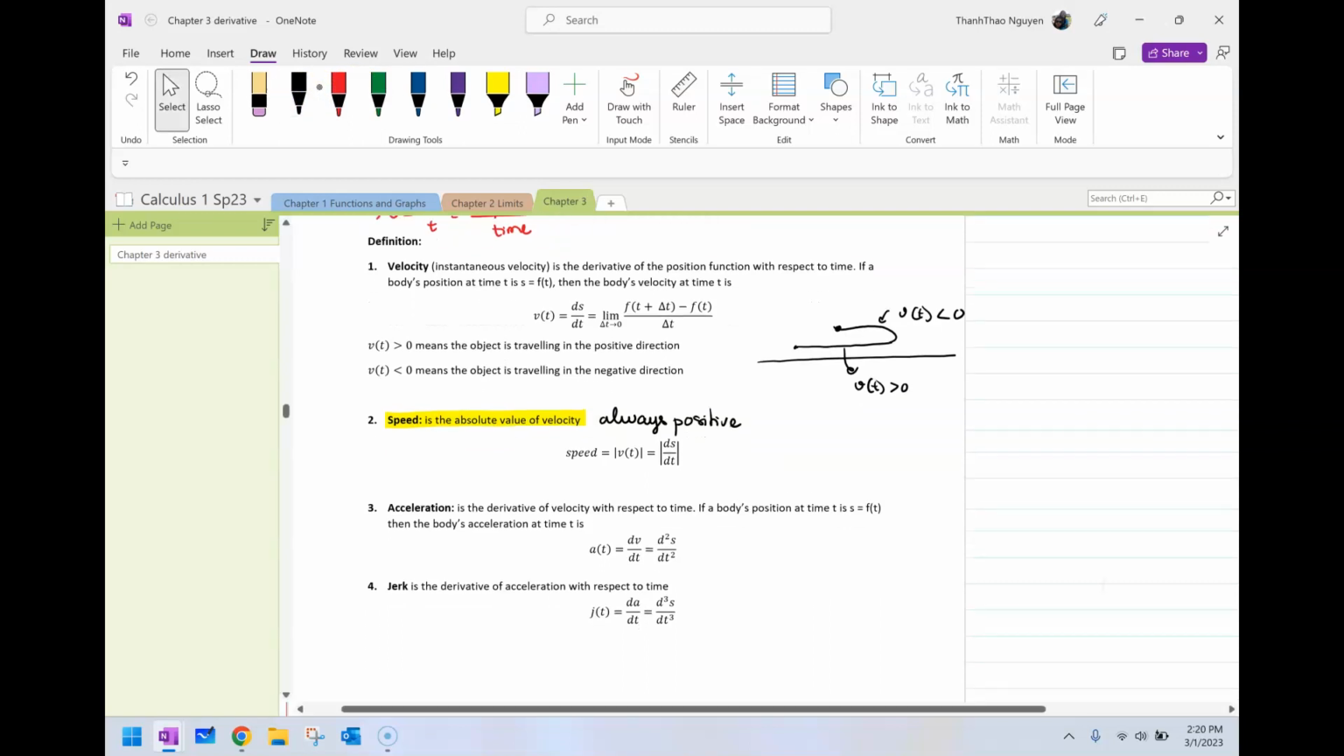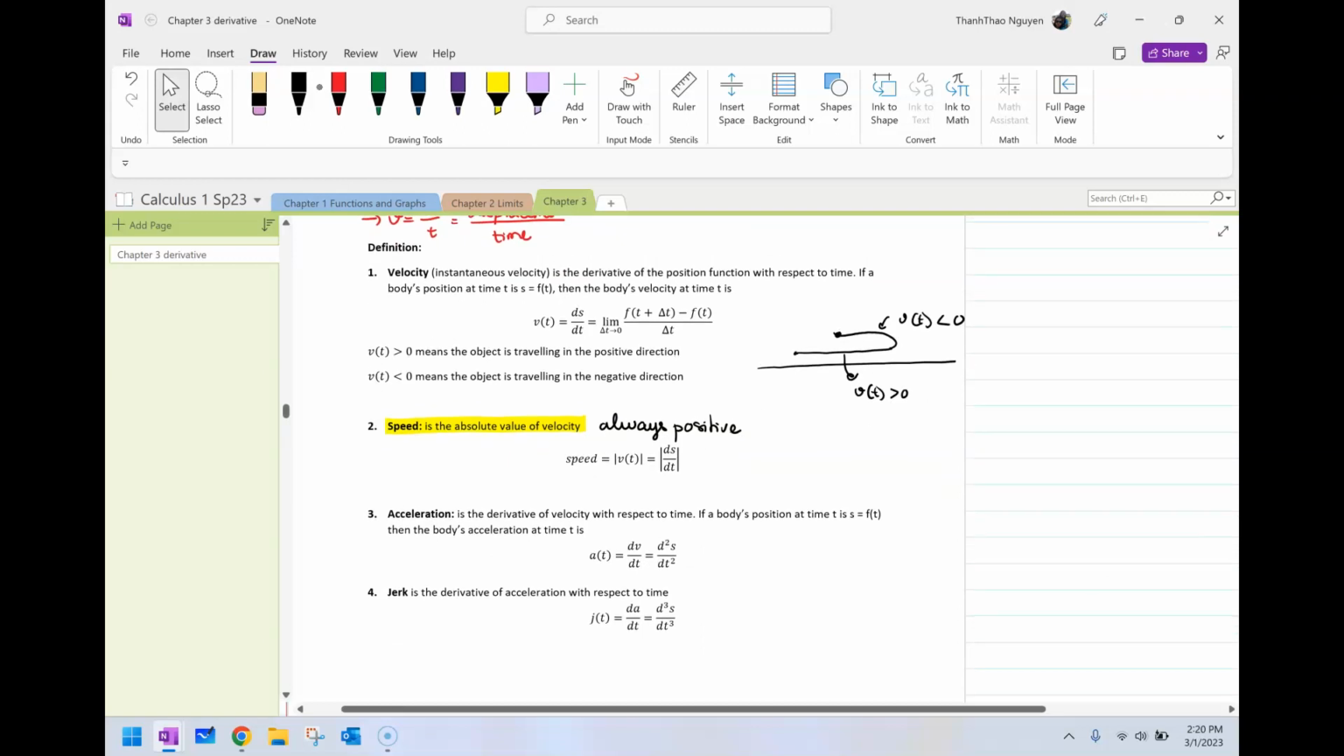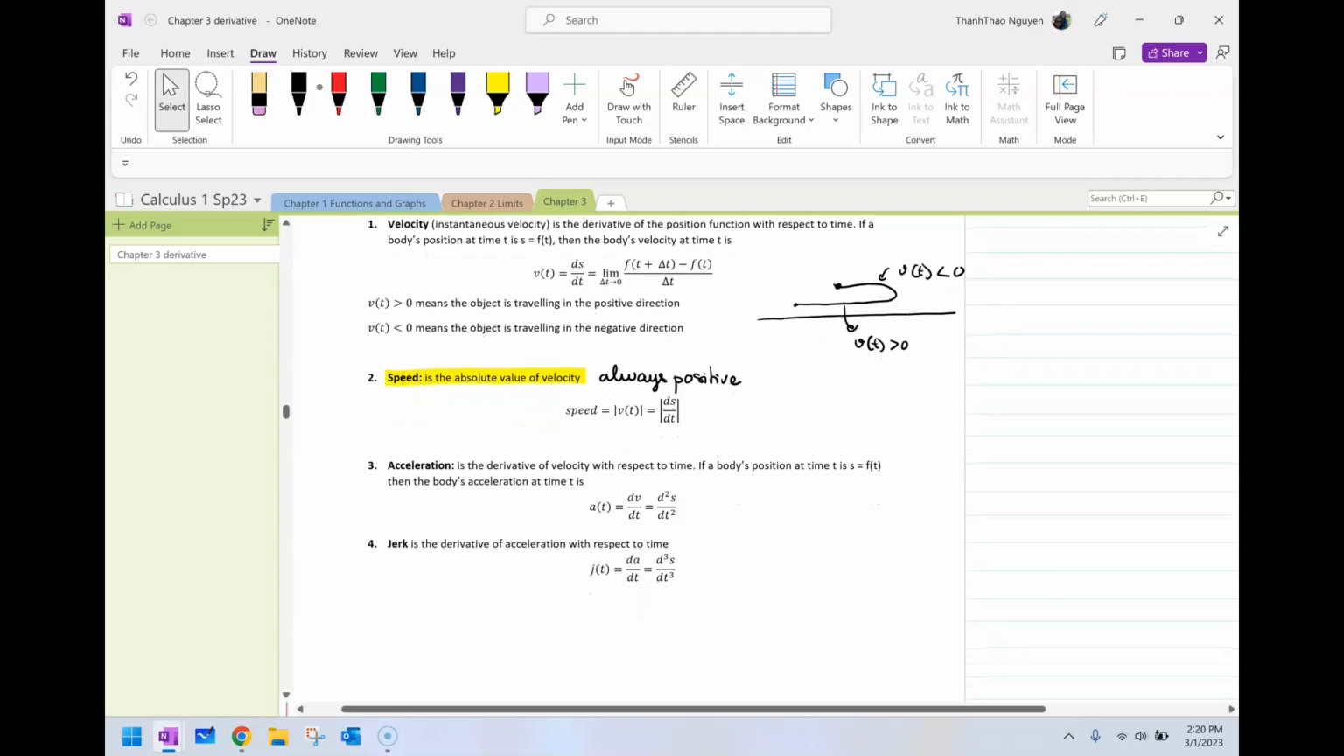The acceleration is the derivative of the velocity with respect to time t. If a body's position at time t is s equals f of t, then the body's acceleration a of t is the first derivative of the velocity function, also called the second derivative of the position function. The jerk is the derivative of the acceleration with respect to time.